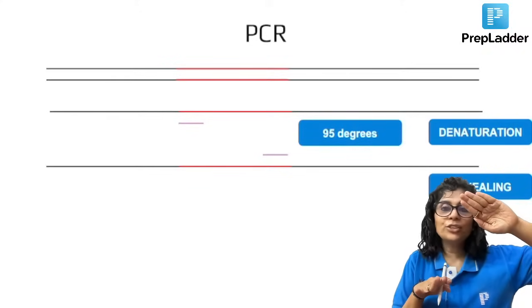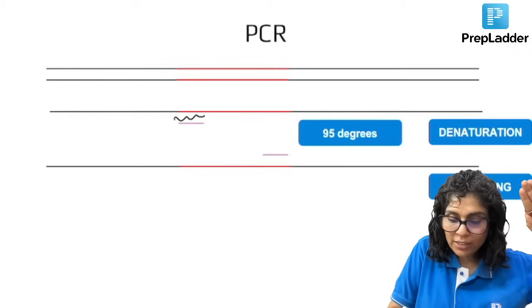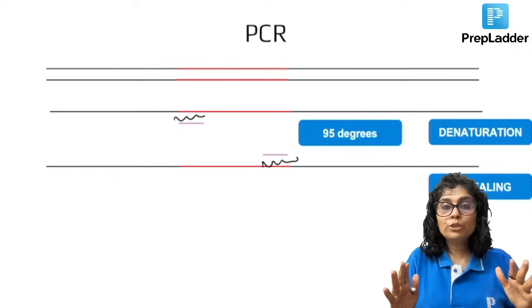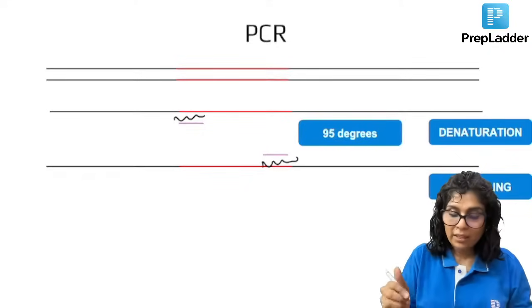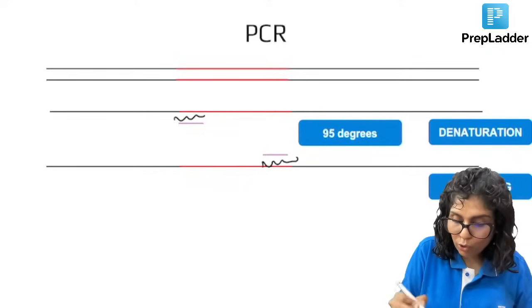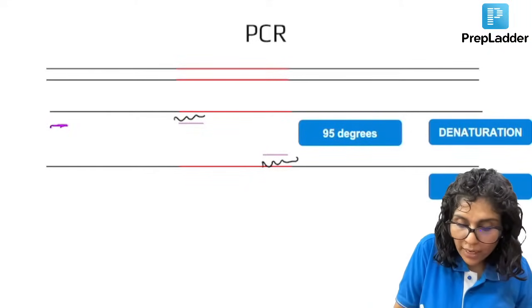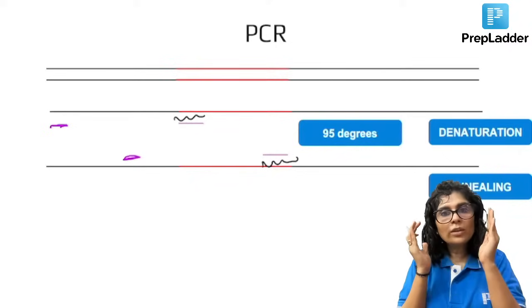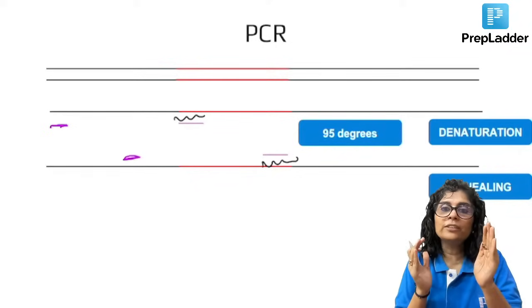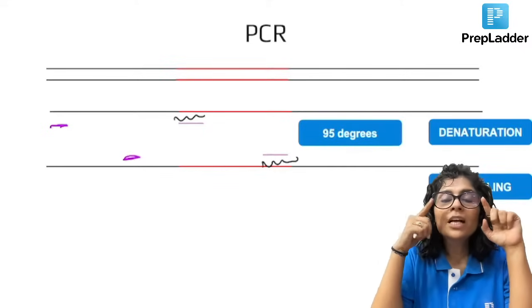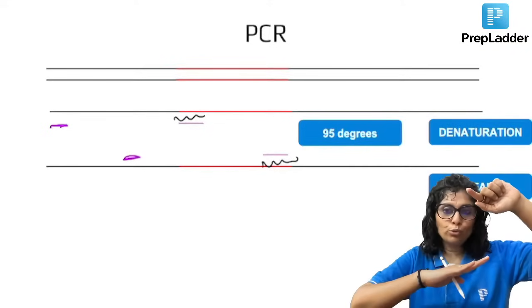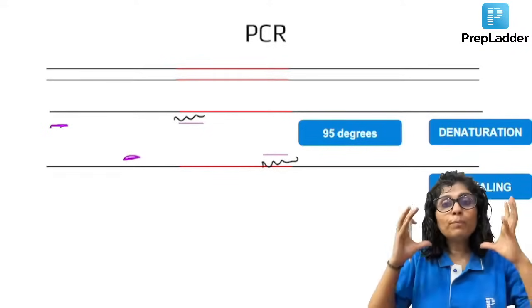If the temperature is high, hydrogen bonds here will keep getting broken. But at the same time, it should not be too low. If the annealing temperature is too low, these primers go and anneal somewhere else. I want my primers only to go and anneal to the flanking sequences of my desired fragment. So the annealing temperature should be neither too high nor too low. It has to be optimal.